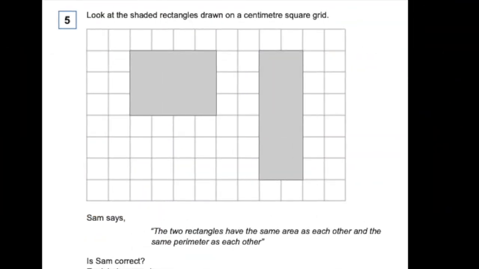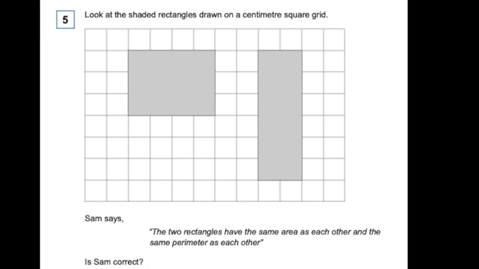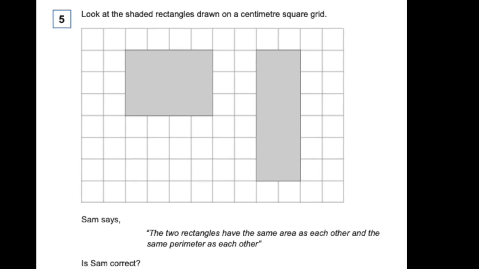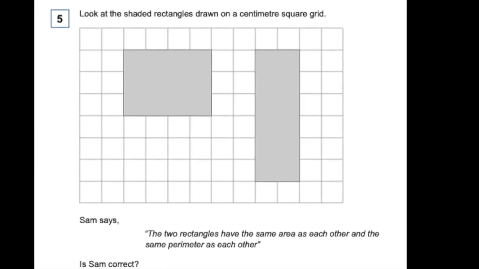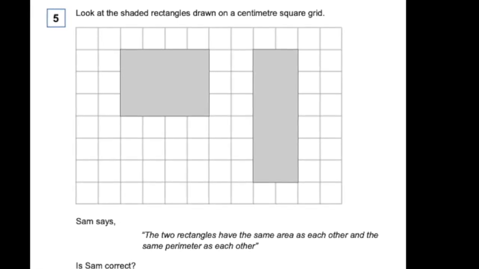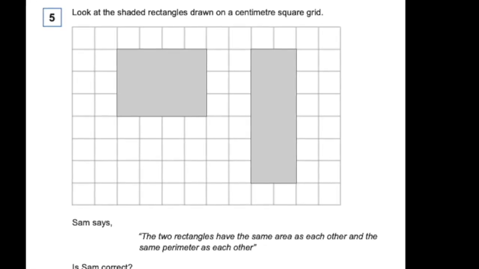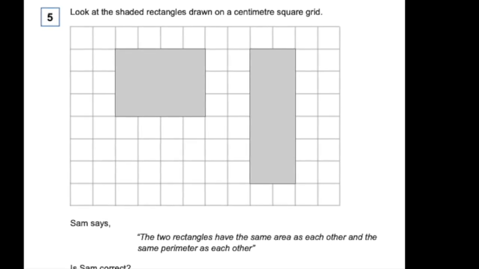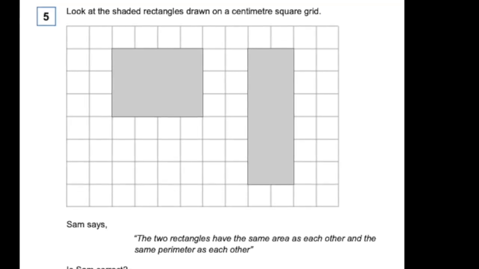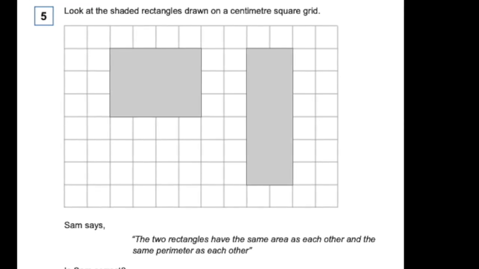All right, now that we've gone over that, you can have a look at the sheet, and I'm certain you can make some sense of this. This question says, look at the shaded rectangles drawn on a centimeter square grid. Sam says, the two rectangles have the same area as each other and the same perimeter as each other. Is he correct? I think you can see that one of the rectangles has a width of 3, a length of 4. The other rectangle has a length of 6 and a width of 2. So, you can do the math there. Figure out the perimeter. Figure out the area. If they have the same perimeter, do they have the same area? Yes or no?